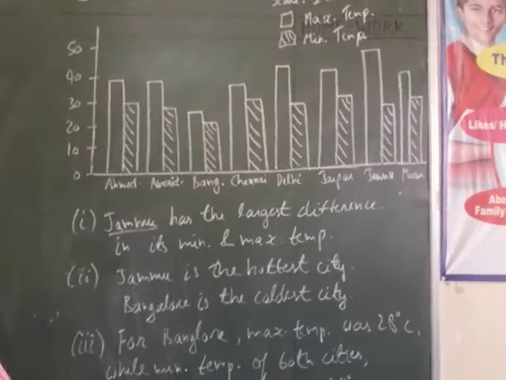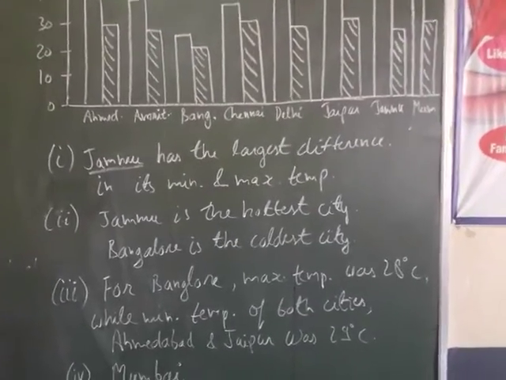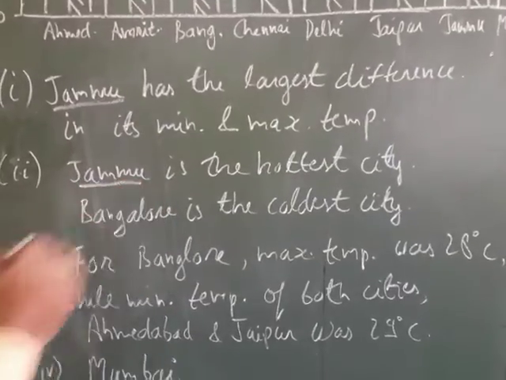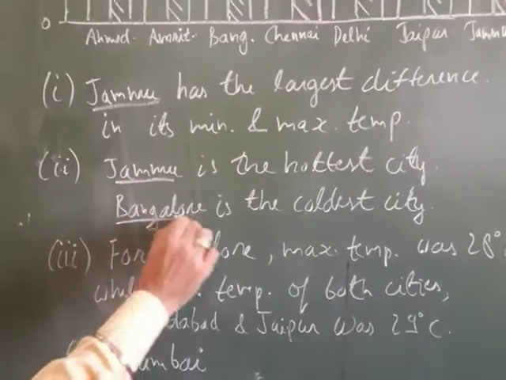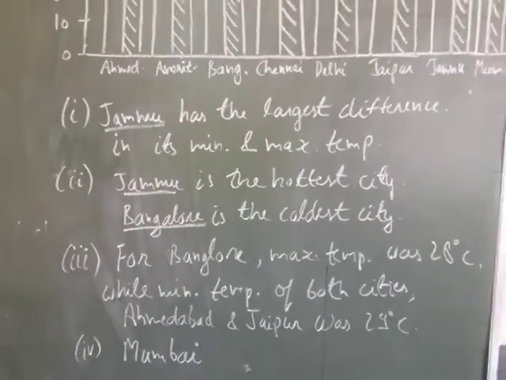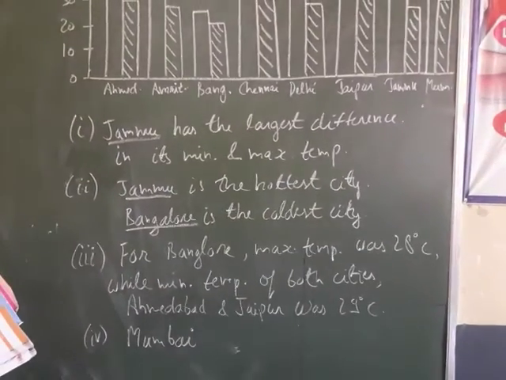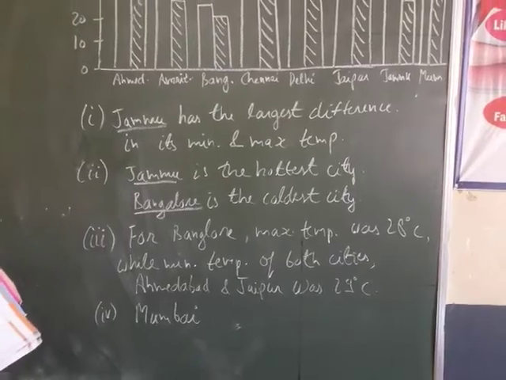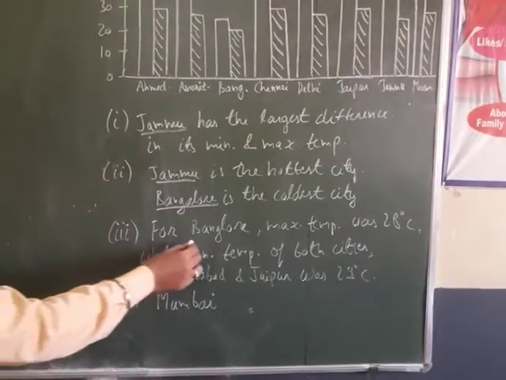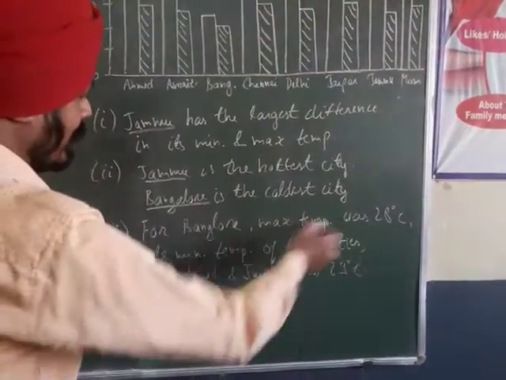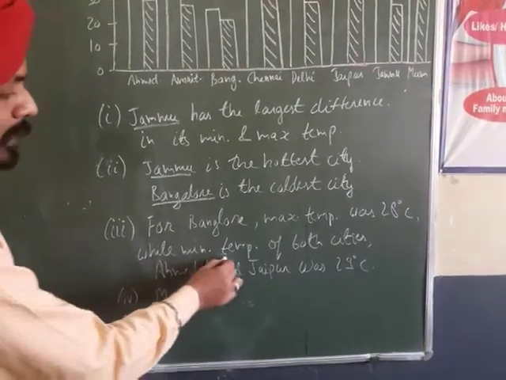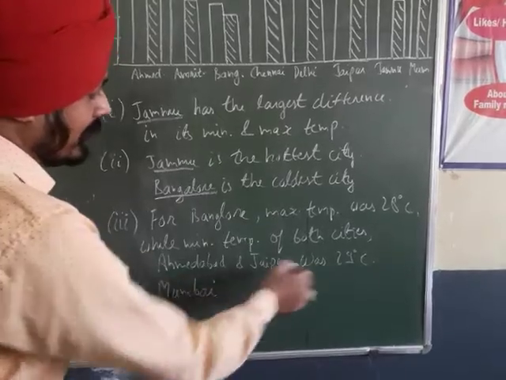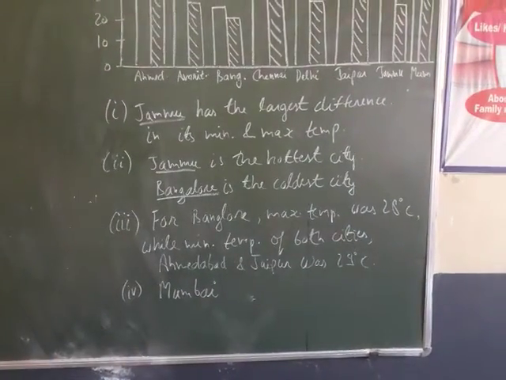Second part, which is the hottest city and which is the coldest city? Again you will notice from the graph that Jammu is the hottest city and Bangalore is the coldest city. Then the third part: name two cities where the maximum temperature of one was less than the minimum temperature of the other. For Bangalore, the maximum temperature was 28 degrees Celsius, while the minimum temperature of both Ahmedabad and Jaipur was 29 degrees Celsius. So these are the cities.